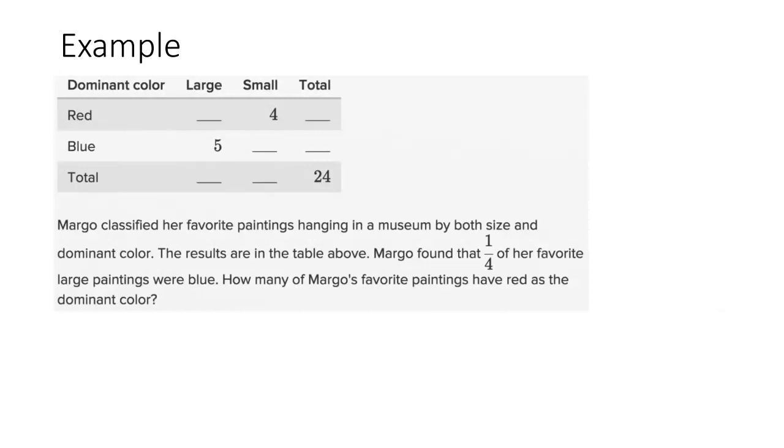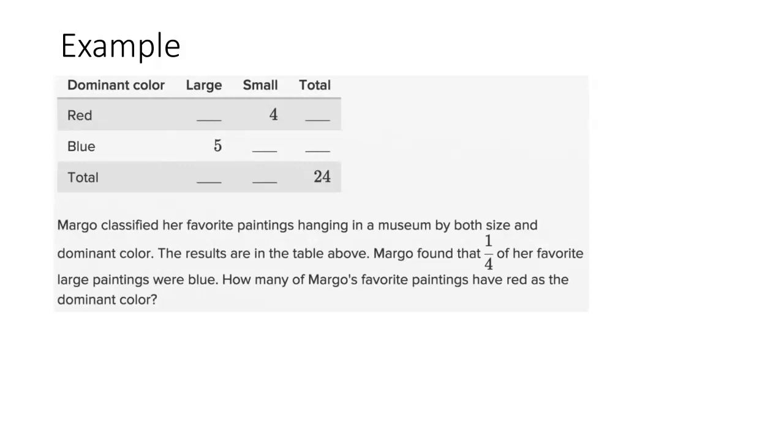Now, last one, we have a two-way table. So again, it's the same thing where the bottom row and the last column are the totals. But we're missing a bunch of information, and we need to fill in some of this information to find whatever the question's looking for. Okay?